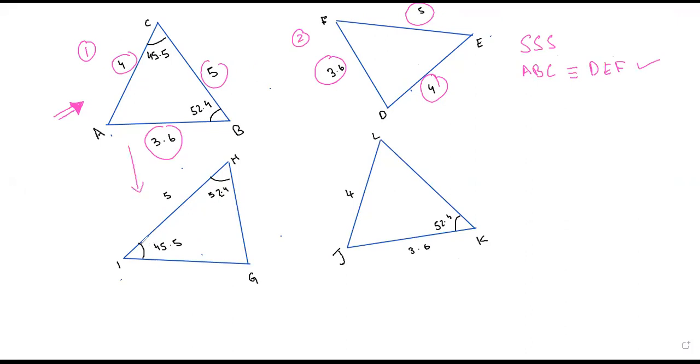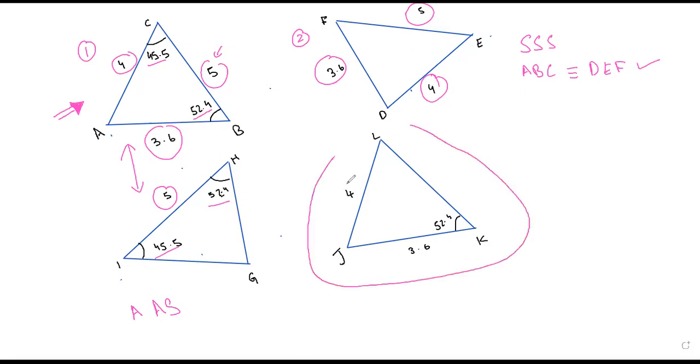Let's compare these two. This time around, what do we have? Two angles that are the same, 45.5, 45.5, 52.4, 52.4. Two angles are the same, and the side that is coming between these two angles is also the same. So what is this? This is angle side, AAS. Through AAS, we can say that they are the same. So we have two angles, and the side between these two angles, they are the same. That is why these two triangles are congruent. And what about the last one?